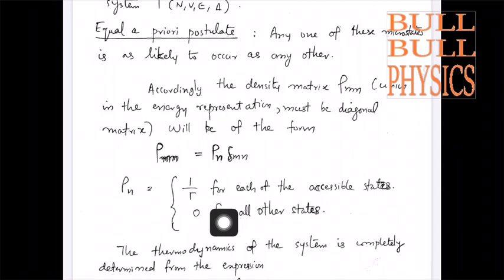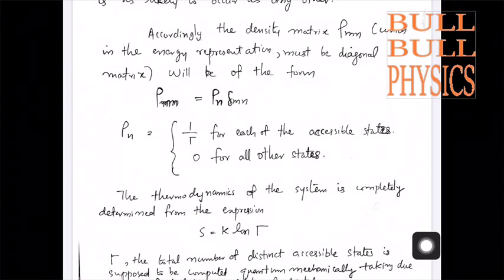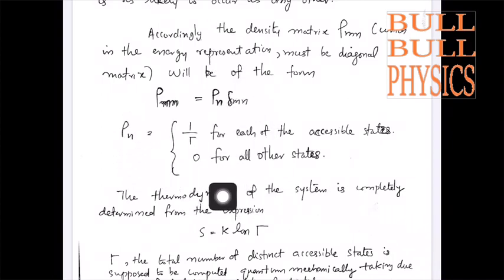So rho 1 is 1 by gamma, rho 2 is 1 by gamma, rho 3 is 1 by gamma. So all these probabilities are the same, equal to 1 by gamma for each of the accessible states. And this is 0 for all other states. So this is actually following from the equal a priori postulate.